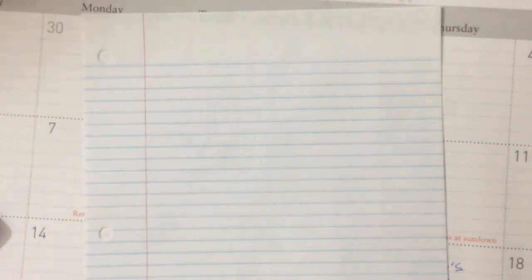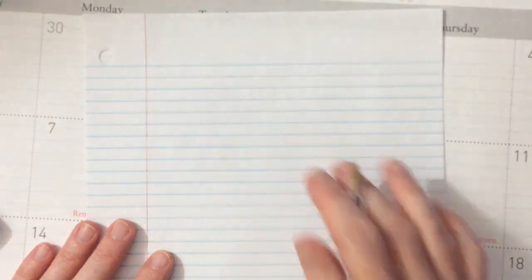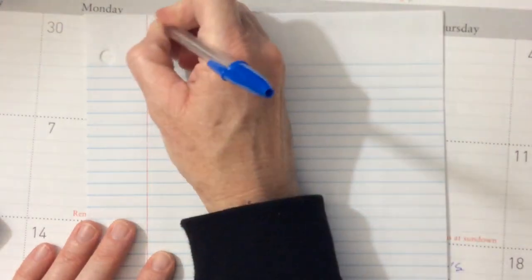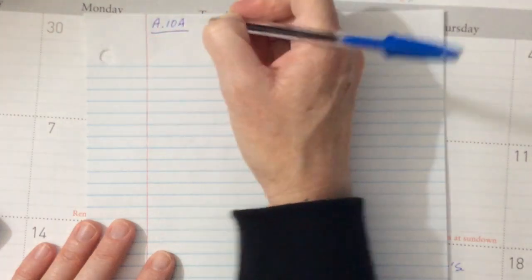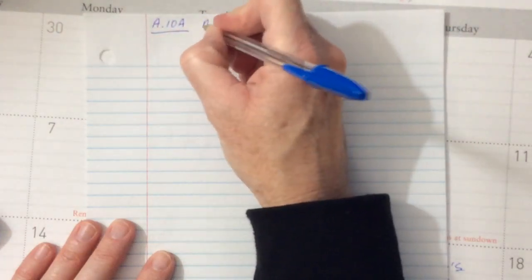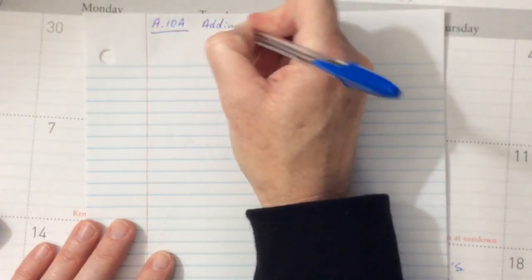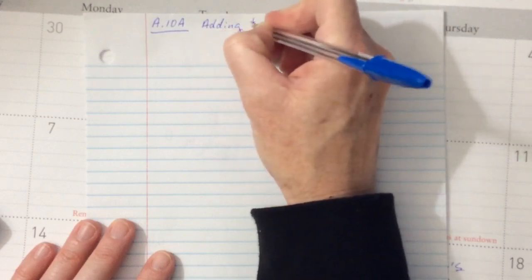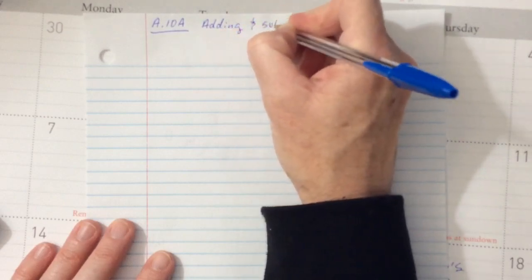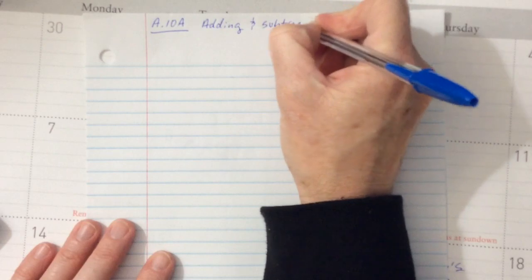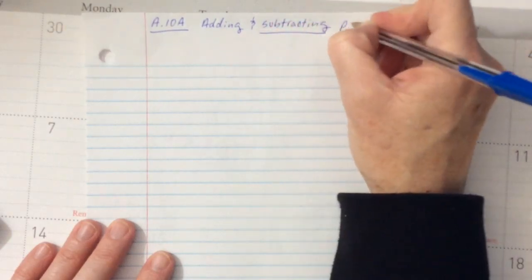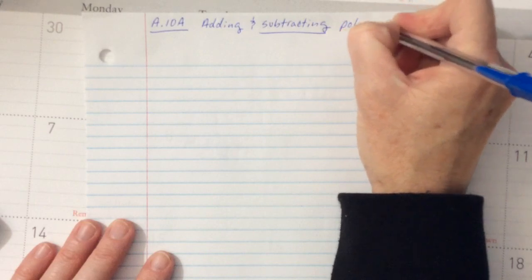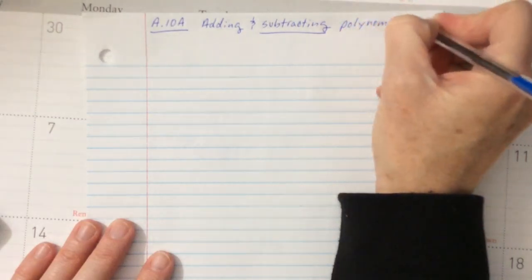Hey guys, we are going to finish the second part of A.10A. Yesterday we did the adding, and today we're going to do the subtracting of polynomials. Okay.